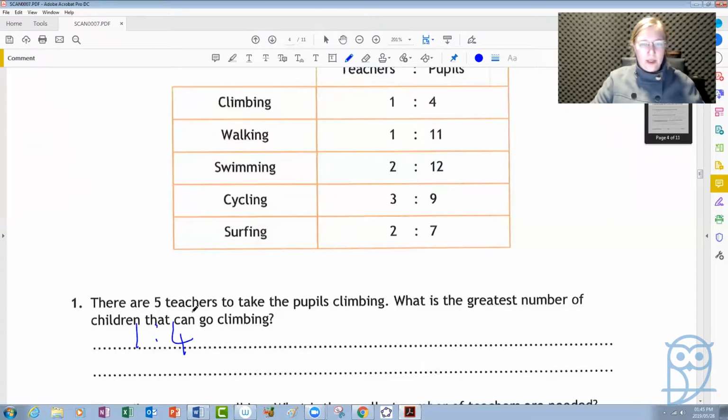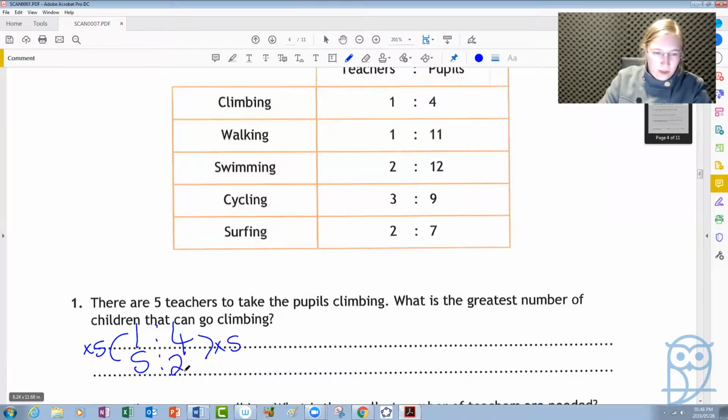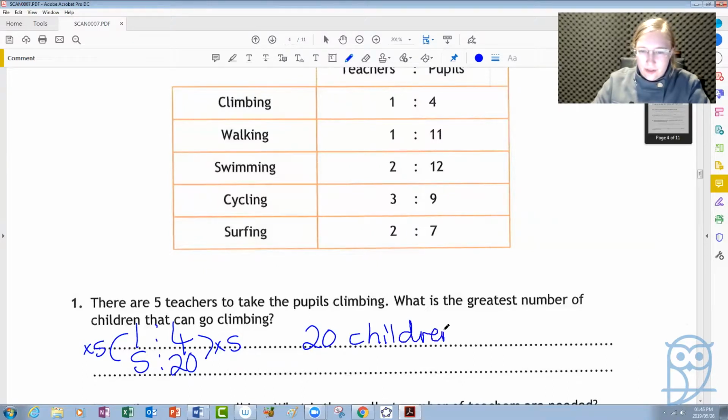So now we need to get this side of the ratio to 5. So we have to times by 5 on this side. And what we do on the one side, we do on the other. So we times by 5 on this side, which gives us 20. So if we have 5 teachers, we can have a maximum of 20 students. The answer there is 20 children.